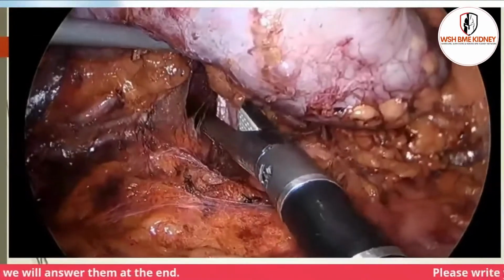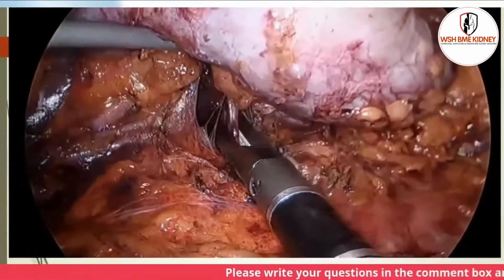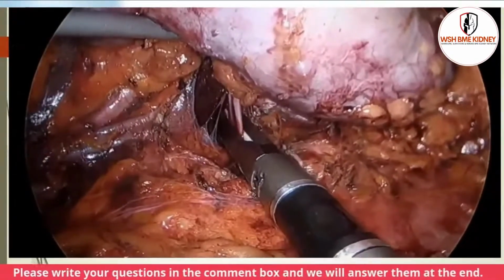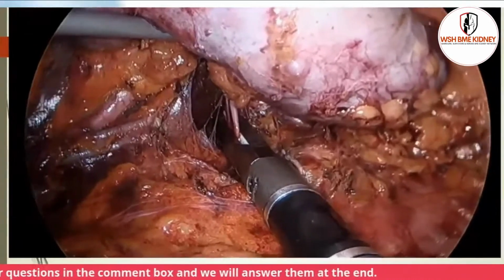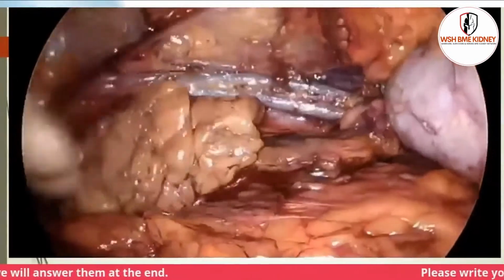That's the vein being stapled now. It's going to be stapled, and it's going to be cut at the same time, so that the kidney is now separate, so it's not attached to the blood vessel anymore.